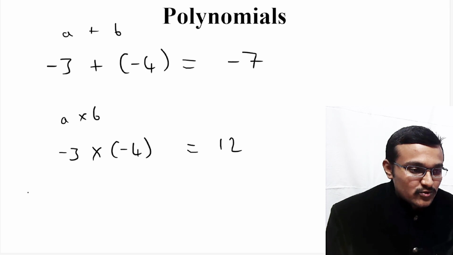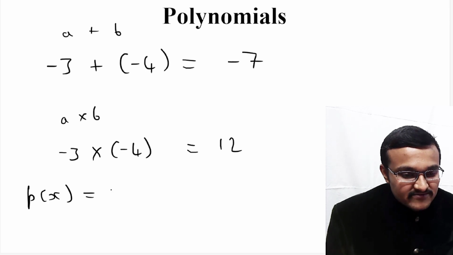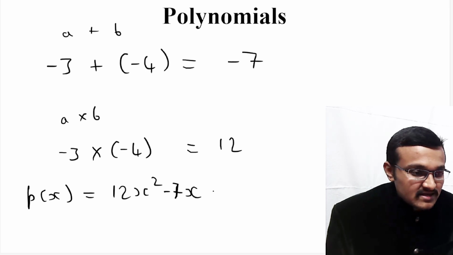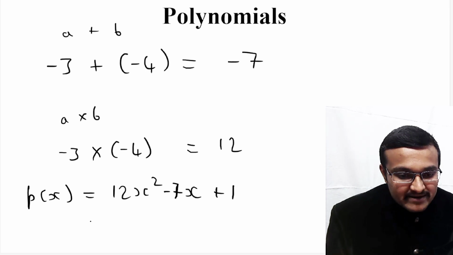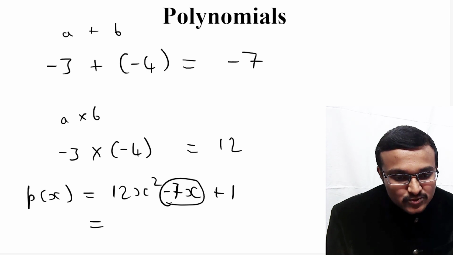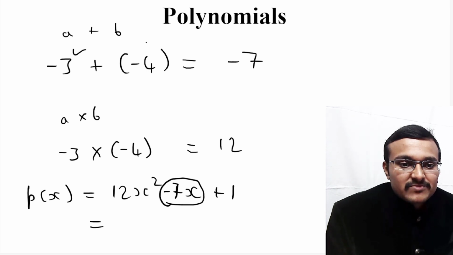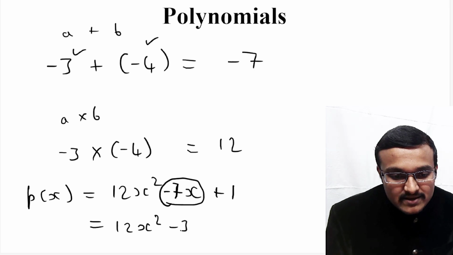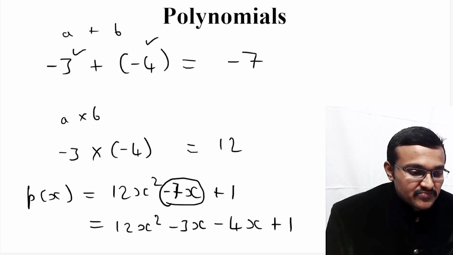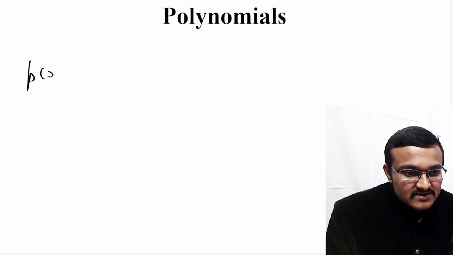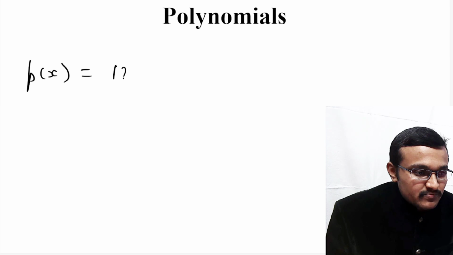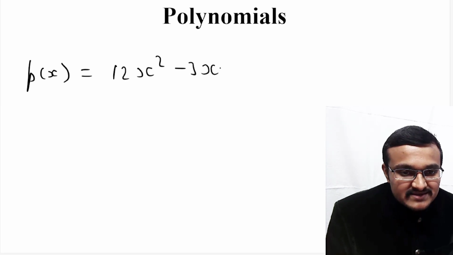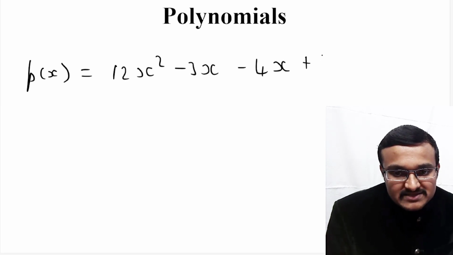So directly you can take this polynomial which they have given here, that is 12x square minus 7x plus 1. Straight away this minus 7x you can split as minus 3x plus minus 4x. So 12x square minus 3x minus 4x plus 1. So now we have split this. I'll write one more time. So p of x is 12x square minus 3x minus 4x plus 1.